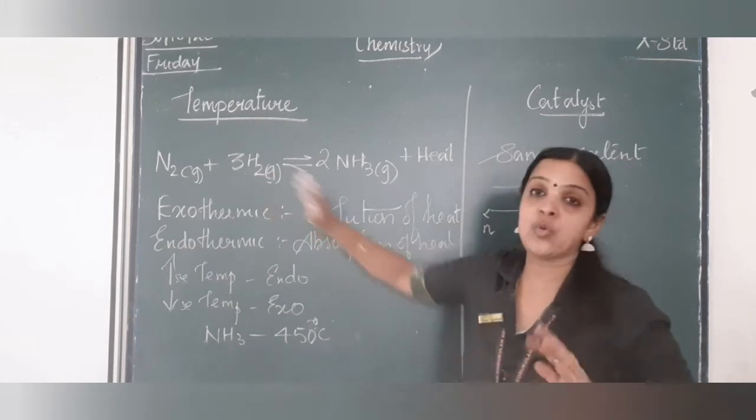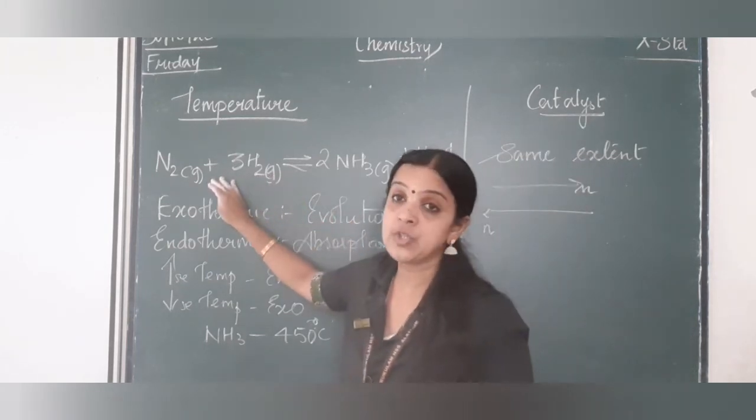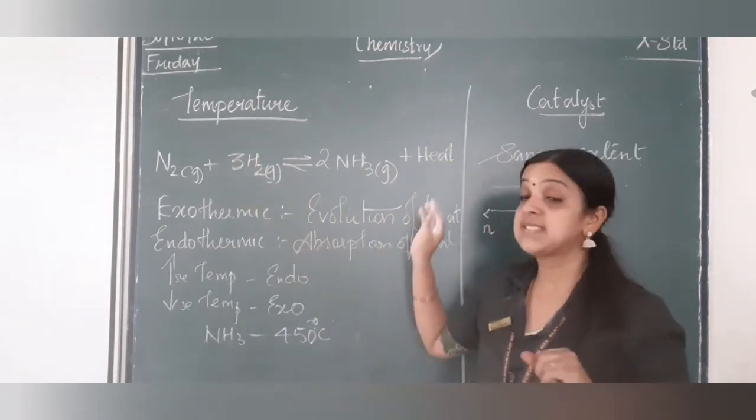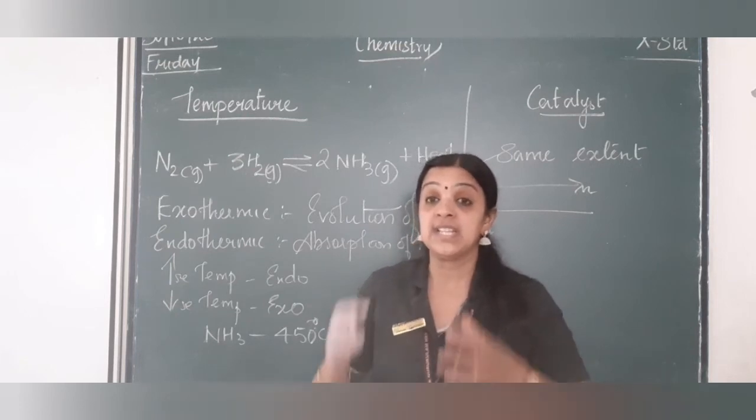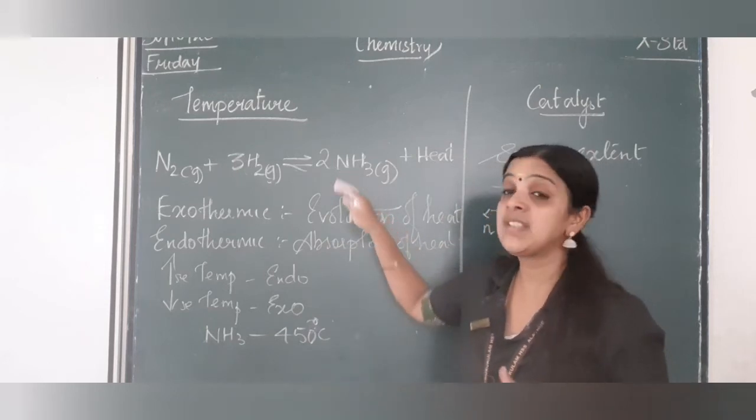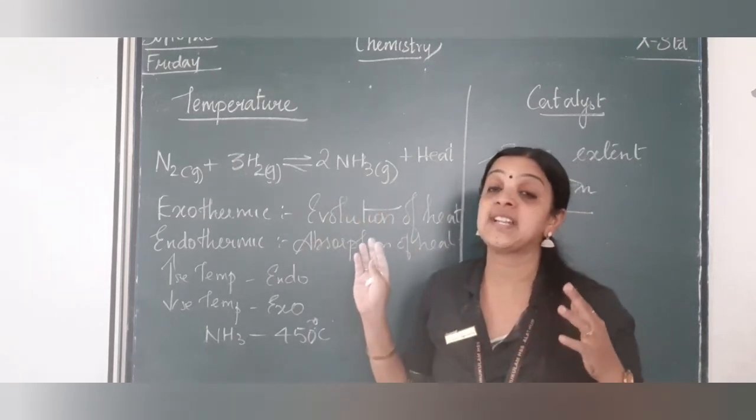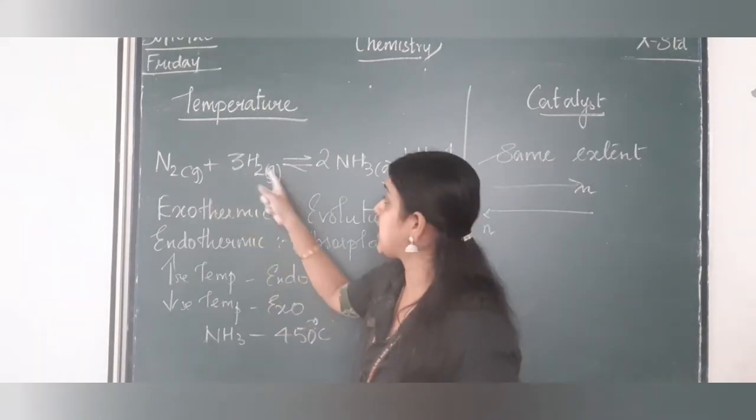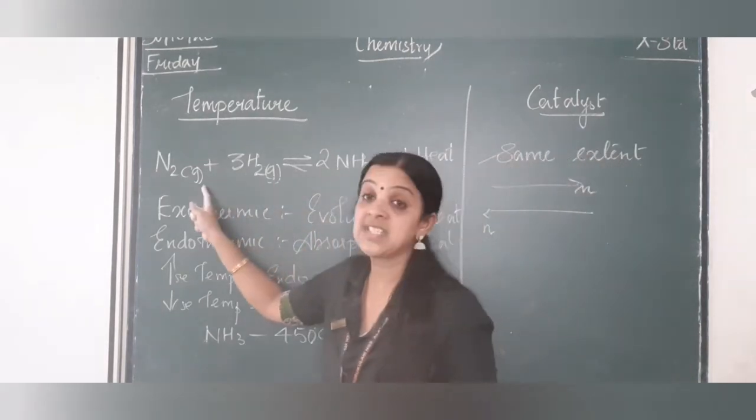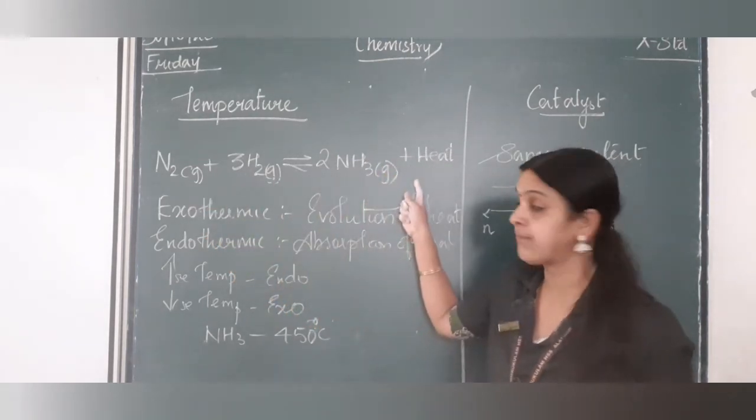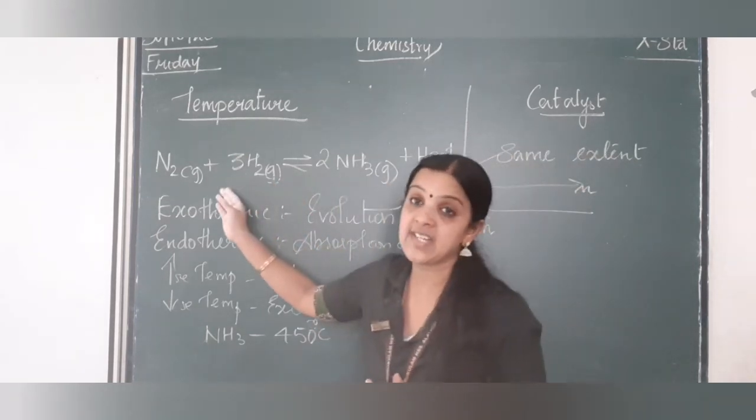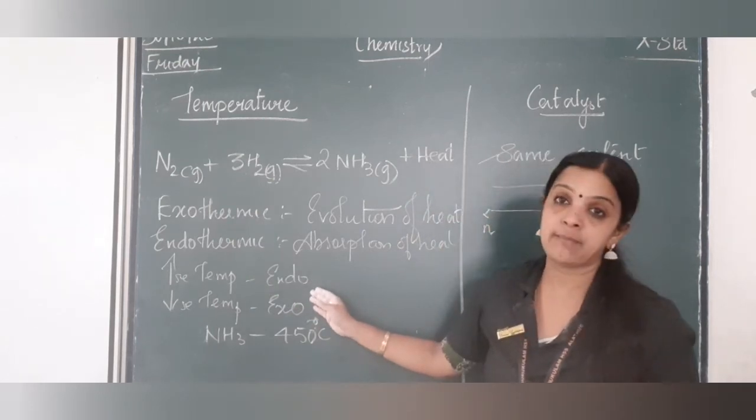So in this equation, assume that I am going to increase the temperature. What will happen? The system has to adjust in such a way that the increased temperature is absorbed, taken inside. When there is an absorption of heat, it is definitely an endothermic reaction. Here, the forward reaction is exothermic because heat is given out, and the backward reaction is endothermic because heat is absorbed. So if I increase the temperature, the backward reaction takes place, which is the endothermic reaction.